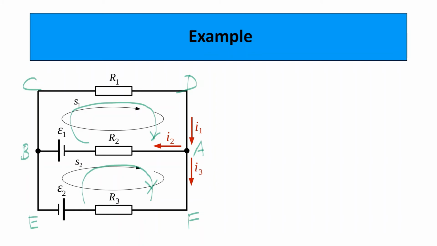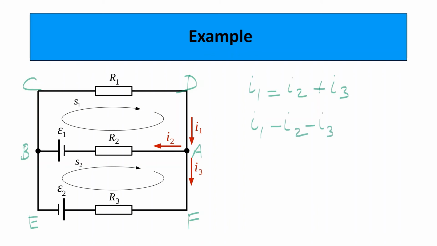It's up to you. Look at this junction A. The current I1 is entering that junction and I2 and I3 are leaving that junction. Then according to Kirchhoff's first law or the current law, you can write I1 is equal to I2 plus I3, or you can write I1 minus I2 minus I3 is equal to 0.